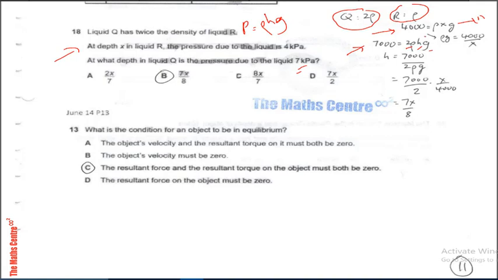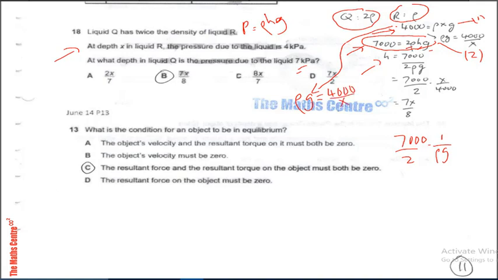From this equation, let's label this equation 2. From equation 2, you can write H equals 7000 over 2 rho G. I can write this as 7000 over 2 times 1 over rho G. Now we know from here that rho G equals 4000 over X. So you plug in 7000 over 2 times X over 4000, and you clean this up, you will get 7 over 8 X. Correct response B.